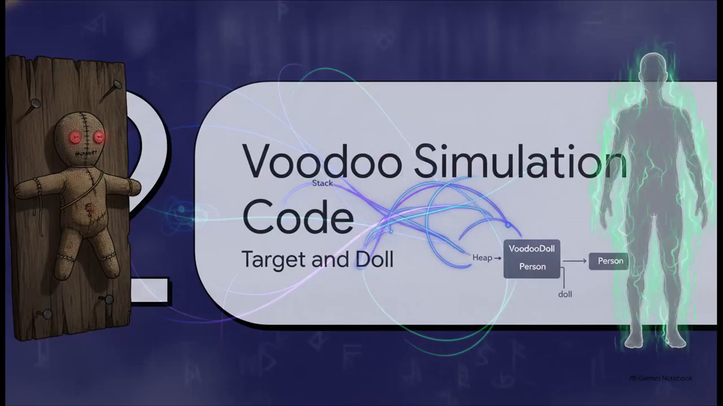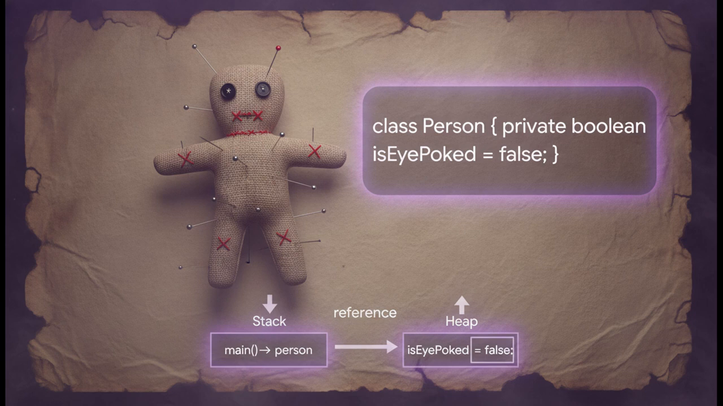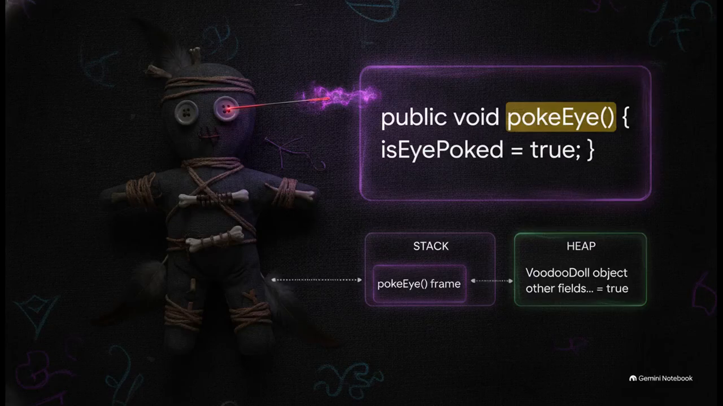Moving to section 2, the Voodoo simulation code. This is where we start building our sinister little scenario. Check out this code snippet. We're setting up a Person class, our template. Inside, there's just one highly vulnerable data member, a private boolean called isEyePoked, and it's set to false. So right out of the gate, our person is completely safe, unpoked, and perfectly healthy. Then, we add our behavior, a method literally called pokeEye. And look what happens inside those curly braces. When you call this, it grabs that safe isEyePoked variable and permanently flips it to true. Boom. The deed is done. The state is irreversibly changed.